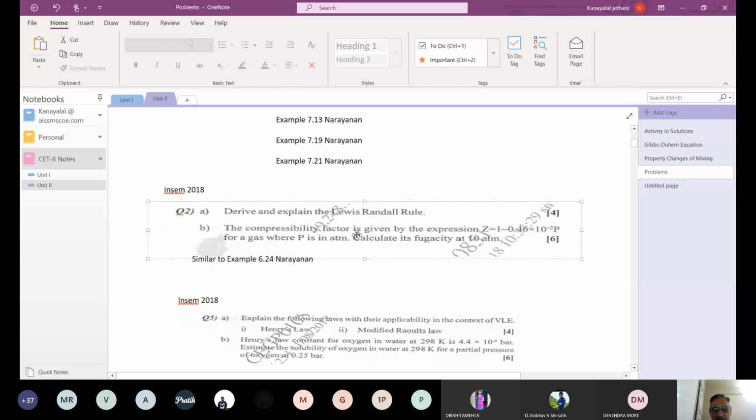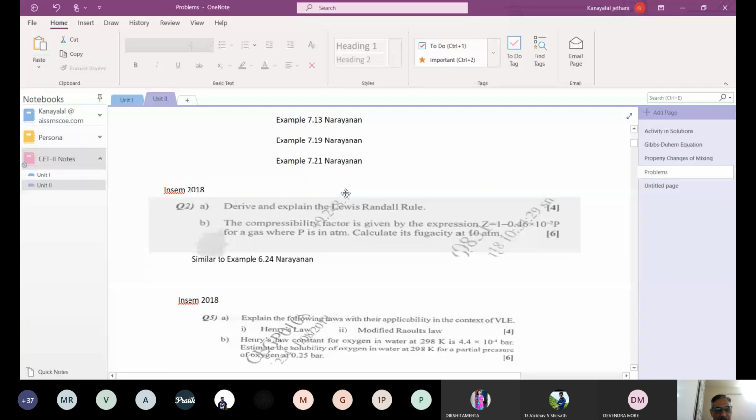Part B: compressibility factor is given by Z is equal to 1 minus 0.46 times 10 to the power minus 2 P for a gas where P is in atmosphere. Calculate its fugacity at 10 atmospheres. Exactly similar to the problem we just saw. Here, instead of PV equal to RT, Z is given, and Z is nothing but PV by RT. So do it the same way, and we can get the fugacity coefficient, then the fugacity. You can try this at home. It is a very simple problem, similar to example 6.24 of Narayan.